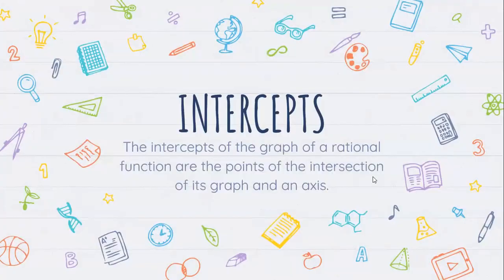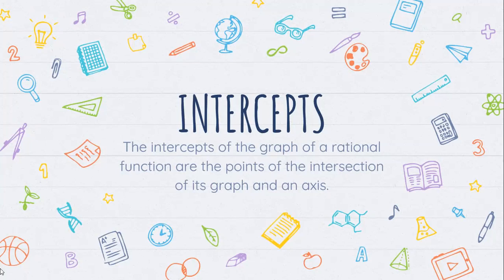Ayan. An intercept or the intercepts of the graph of a rational function are the points of the intersection of its graph and an axis. So when we graph, di ba, we have the curve, the line, and so on, when we plot that in the Cartesian plane. So the point in which the graph crosses or touches any of the axes, it can be the x-axis or the y-axis. Yung point po kung saan sila nag-intersect or nag-cross is what we call the intercepts.